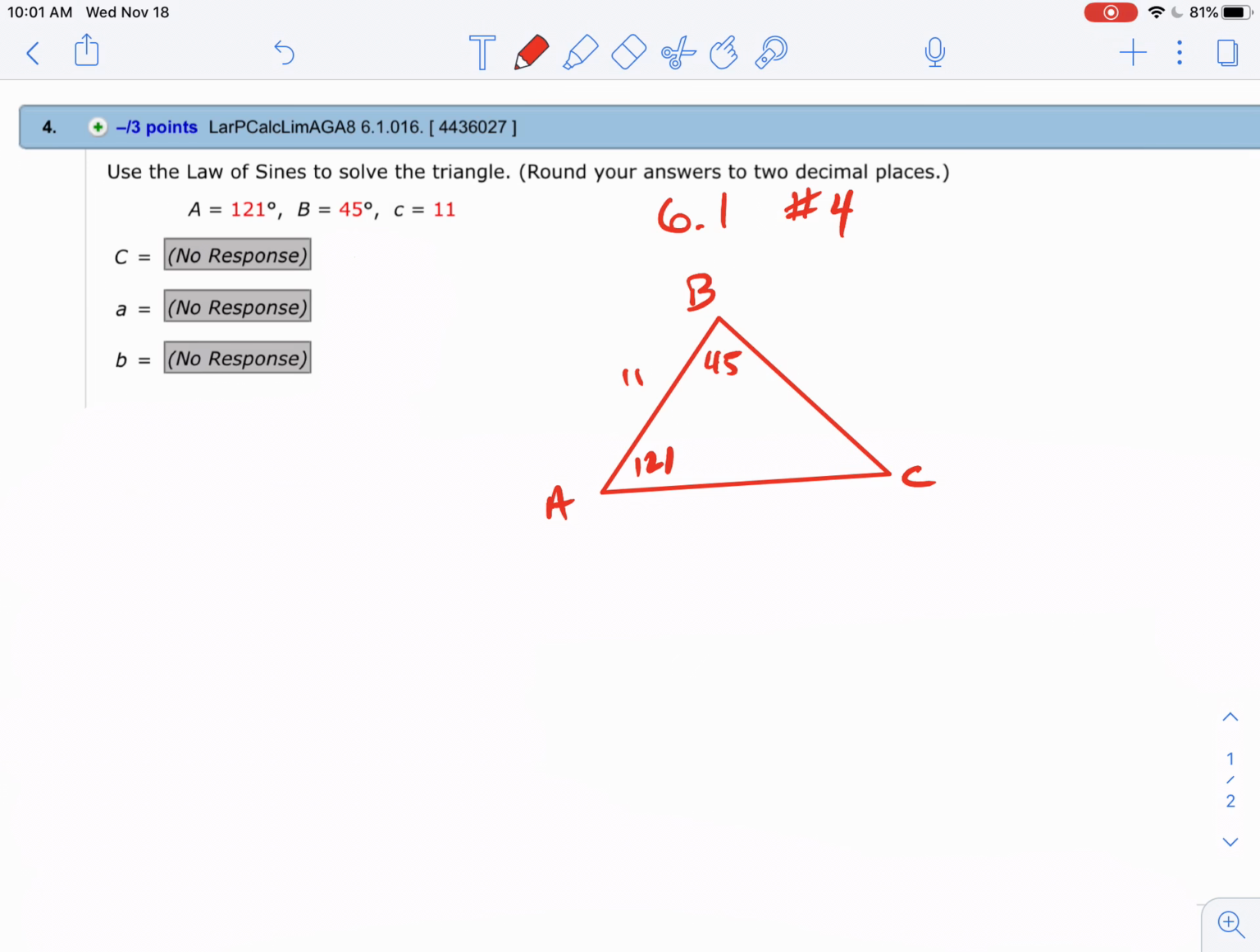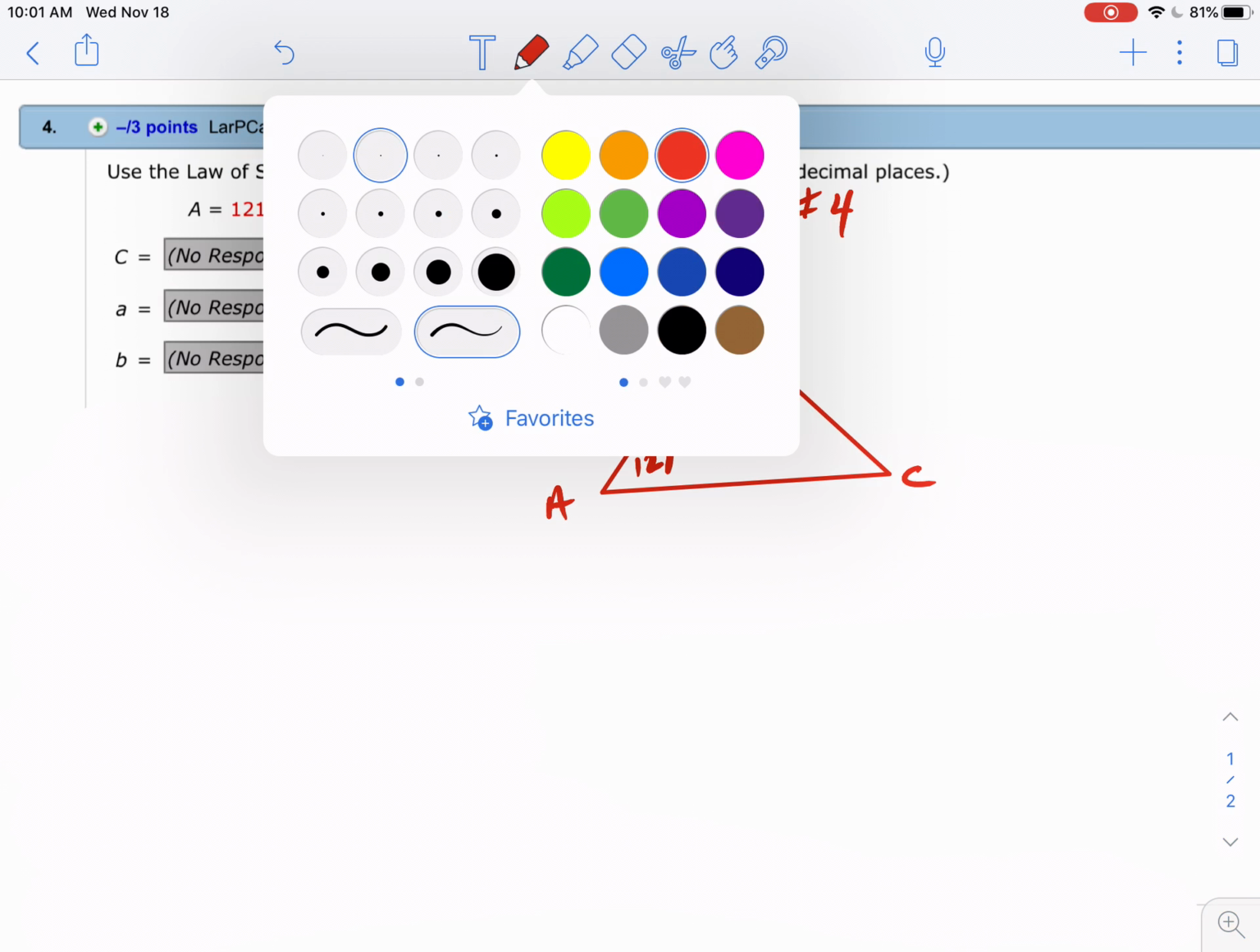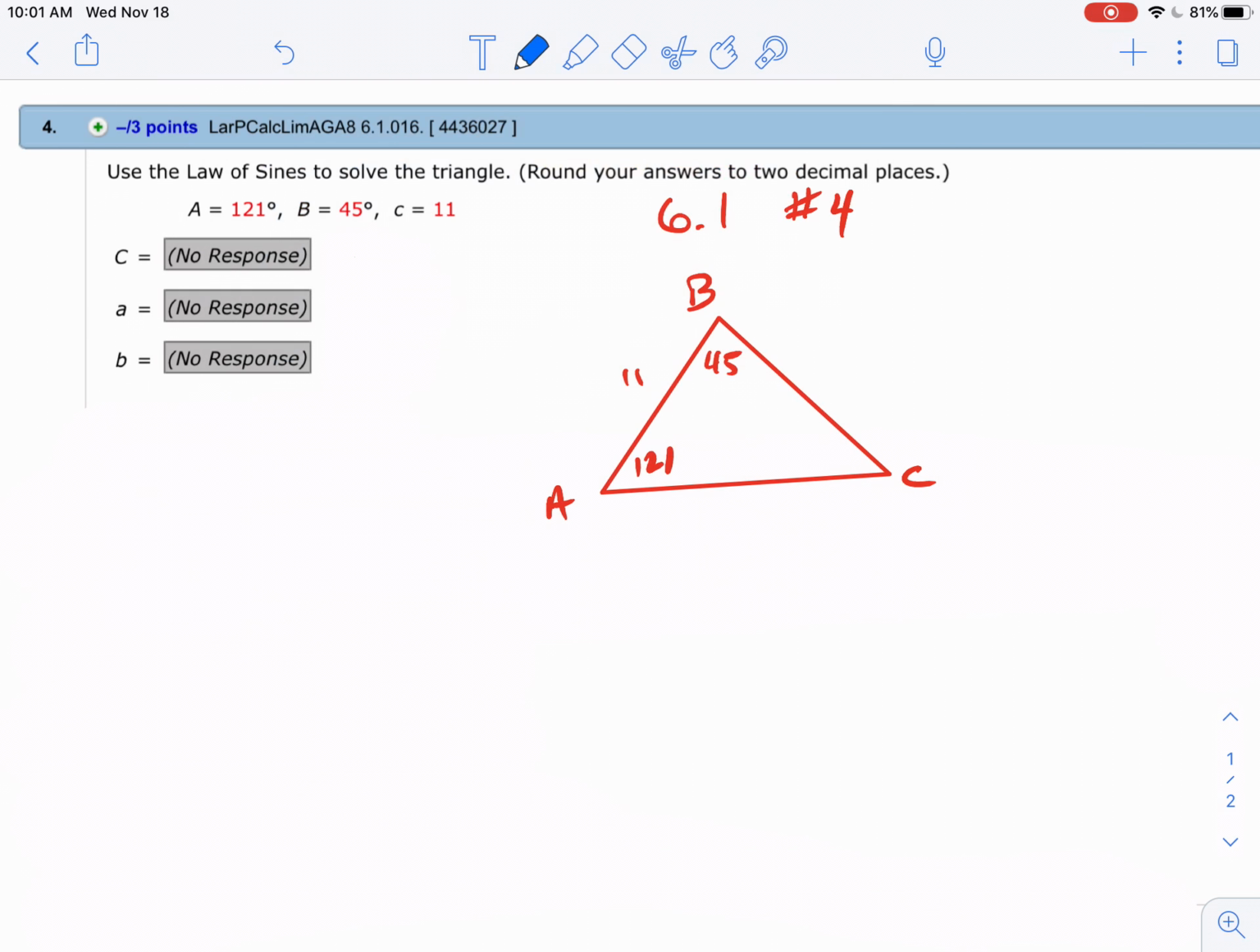And I can't start with law of sines right away, but we will do a law of sines. So the first thing we'll do is find angle C. And so to find angle C, I would take 180 minus my 45 plus 121. And so that turns out to be 166. And 180 minus 166 is 14.